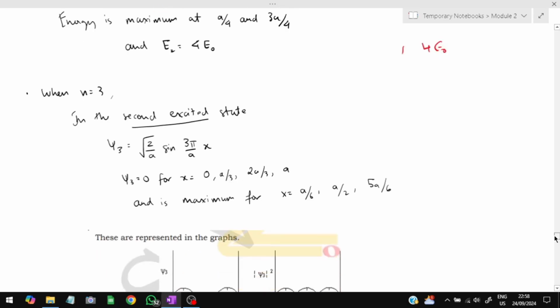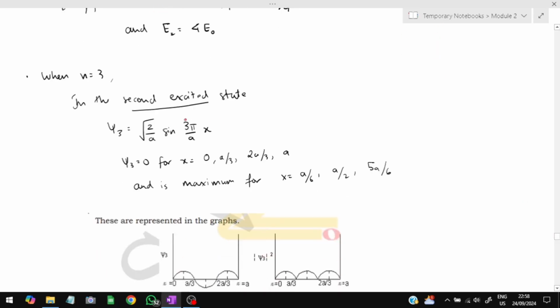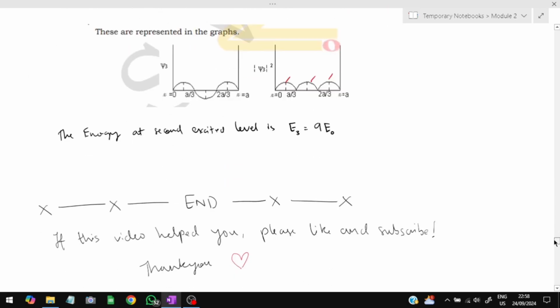Next we have n is equal to 3, the second excited state. We substitute the value of n is 3 here, and we get the places where it is 0, and we take the square. We will get 3 maximum places, which are a by 6, a by 2, and 5a by 6. And the energy will be E3 is equal to 9 E naught, 9 times E naught.